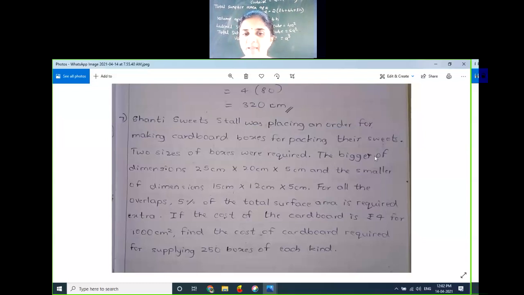The bigger dimension is 25 centimeter into 20 centimeter into 5 centimeter. And the smaller dimension is 15 centimeter, 12 centimeter into 5 centimeter. Bigger box dimension is this one. Smaller box dimension is this one. For all the overlaps, I think you all know the idea, overlap.